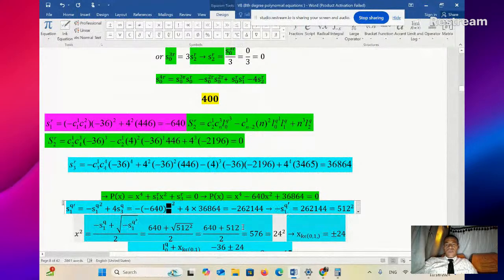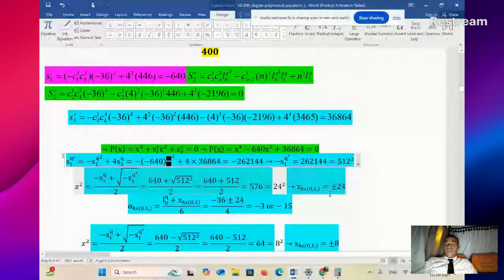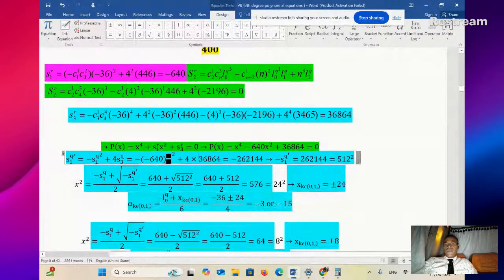After calculating, I will obtain x squared equal to 24 squared. Therefore, x subscript k from 0 to 1 is plus or minus 24. Therefore, the roots of this polynomial for the power 4 that I obtained from the 8th degree polynomial equation, putting x squared, will be a0 over the q, which is negative 36, plus x subscript k from 0 to 1. So the first root is negative 3, the second root is negative 15. Now we move to the next part, which is very important.